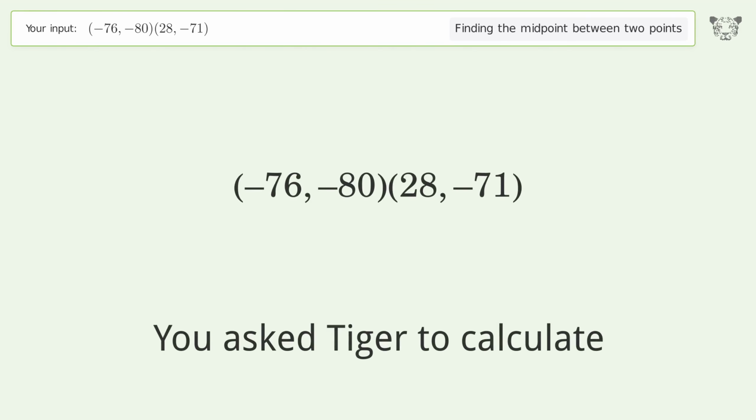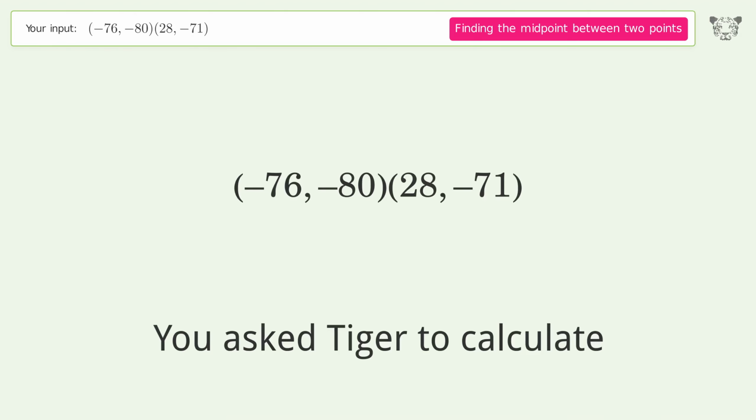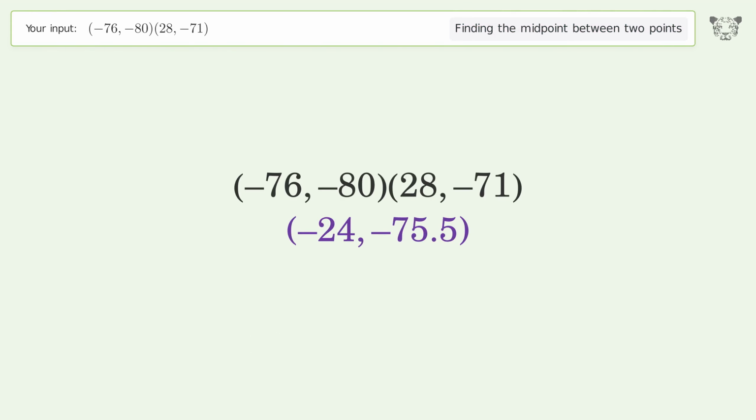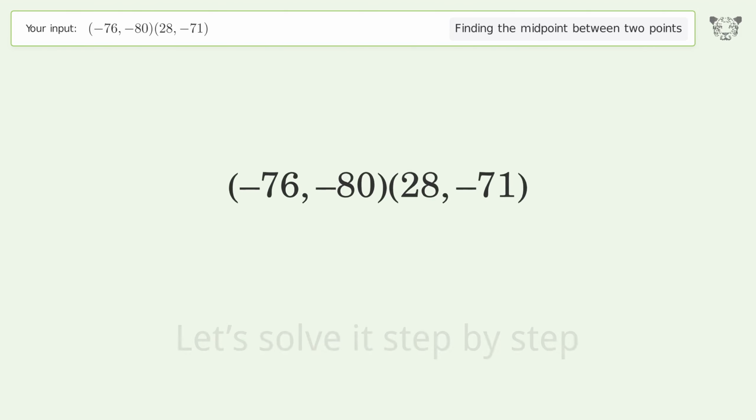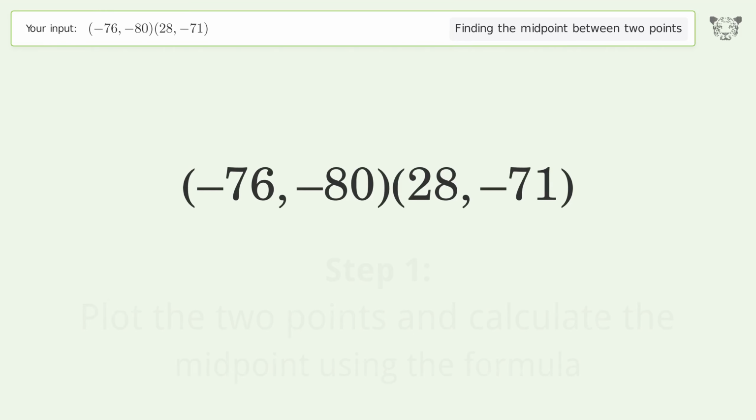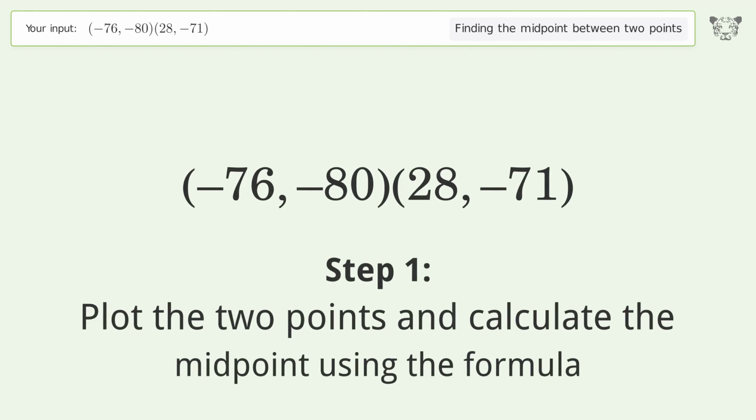You ask Tiger to calculate. This deals with finding the midpoint between 2 points. The midpoint between the 2 points is -24, -75.5. Let's solve it step by step. Plot the 2 points and calculate the midpoint using the formula.